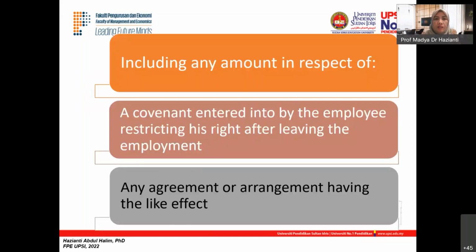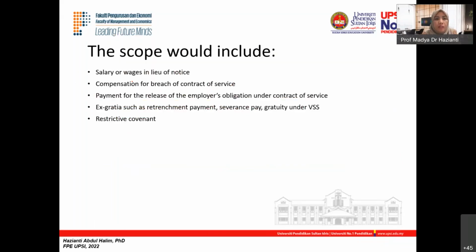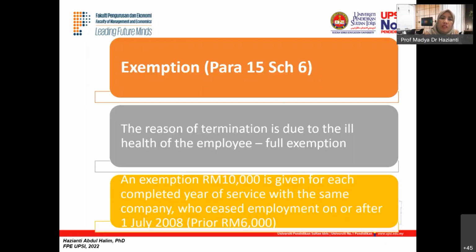Okay, for this section, there's a lot of exemption juga. So it can be including any amount in respect of covenant entered into by the employer restricting his right after leaving the employment, any agreement or arrangement having the like effect. And the scope would be the salary, the compensation, the payment, the retrenchment payment, the pay gratuity under VSS, voluntary separation scheme. So normally the employer will give out some money to the employee. Dia dah berhentikan, so they give some money as a compensation, and by right, that compensation is actually taxable. You dapat duit kan? Taxable, but there is exemption.